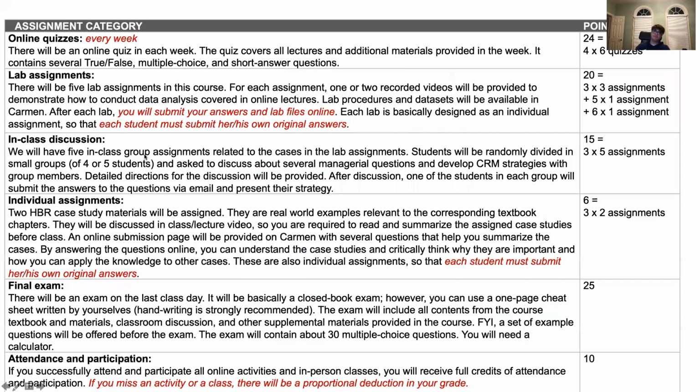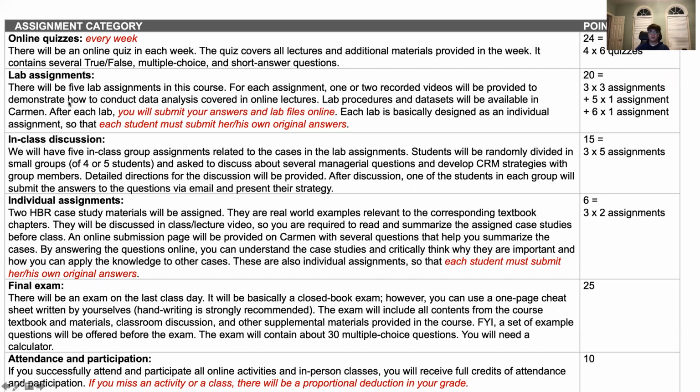And grading. There are 1, 2, 3, 4, 5, 6. Yeah, 6 components of grading. First, we have quizzes. Again, there will be an online quiz in each week. The quiz covers all lectures and additional materials provided in the week. It contains several true-false, multiple choice, and short answer questions.